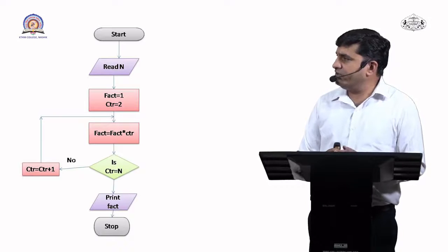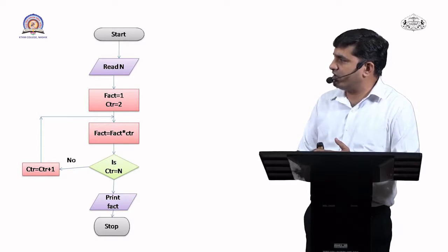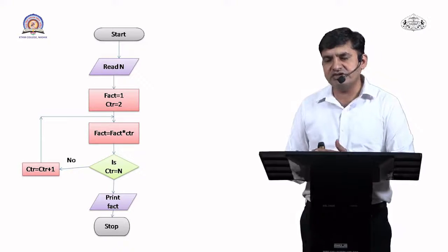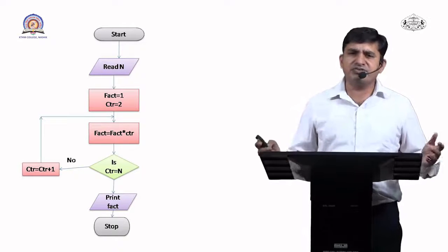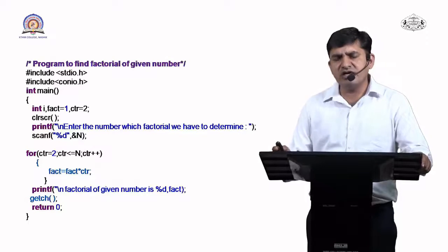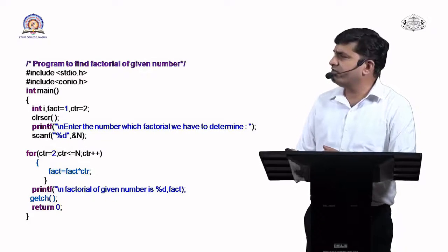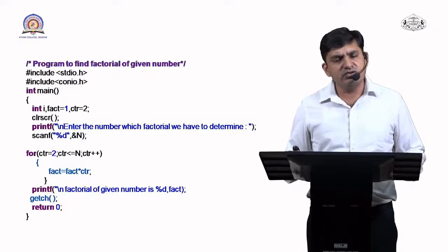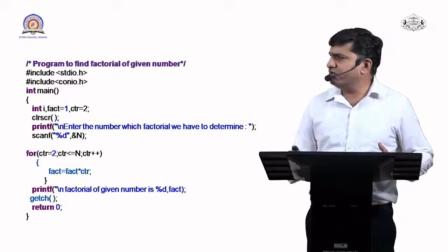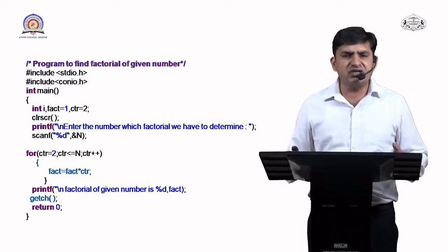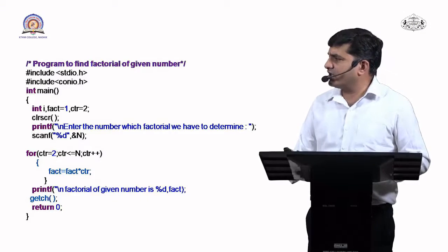First is a comment line: program to find a factorial of a given number. Then #include <stdio.h>. #include is a preprocessor directive. stdio.h is standard input output, and .h is a header file. #include is again a preprocessor directive. conio.h is used because we use clear screen and getch in the program.